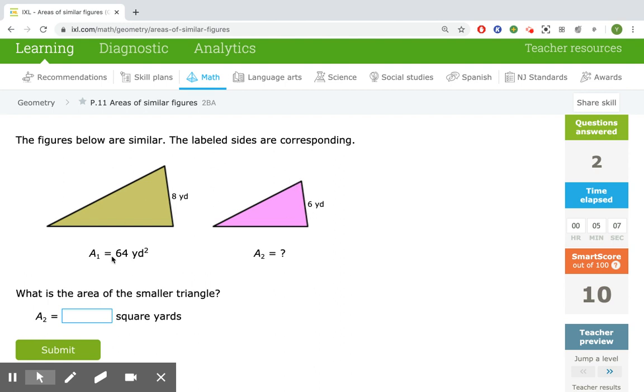Now, the area for the larger one is 64, and the area for the smaller one is unknown. We're going to look for that. It says, what is the area of the smaller triangle? Okay, so if we remembered from that explanation, you have to have that ratio of the corresponding sides. So here it's 8/6. Okay?